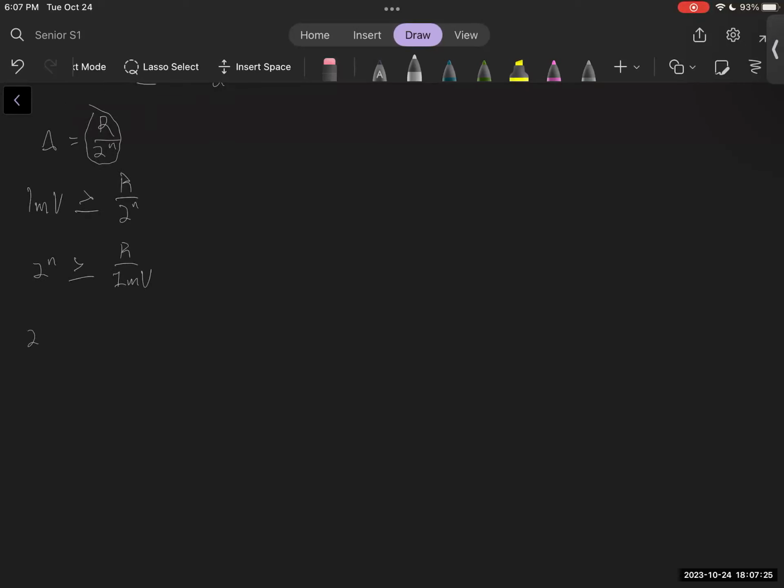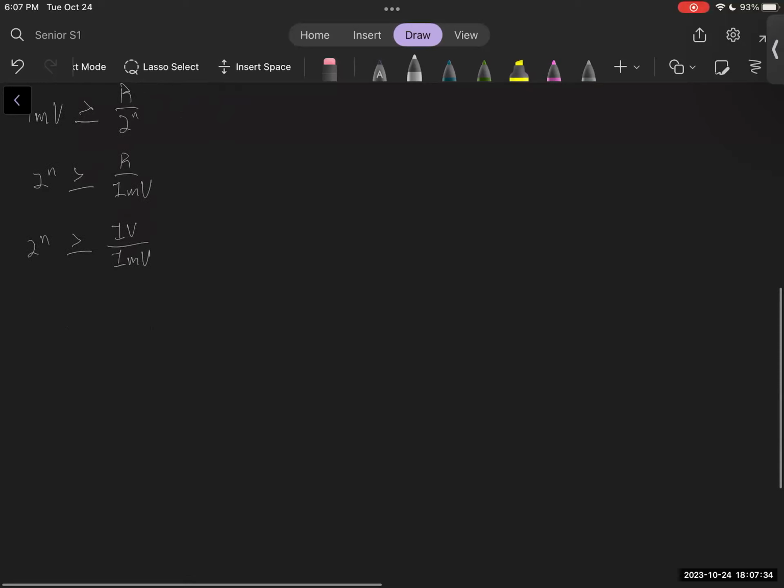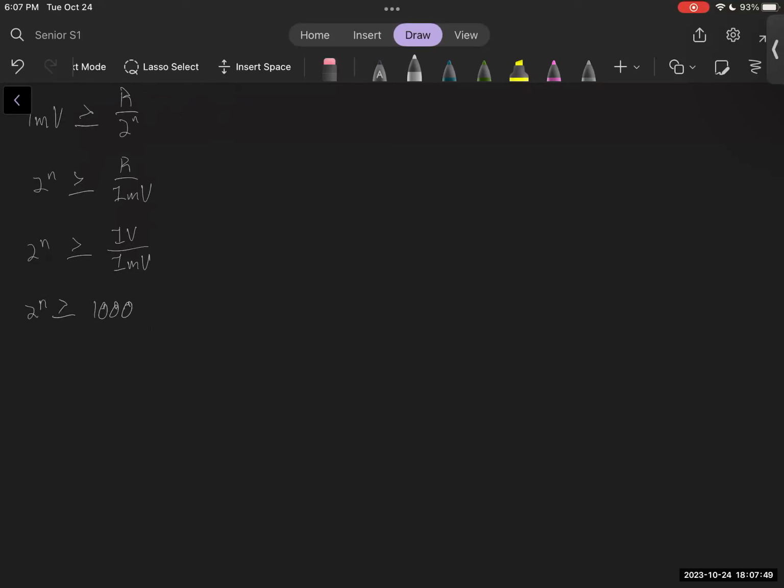And we know that our R value is 1 volt. So we have 1 volt divided by 1 millivolt. And that's going to be equal to 1,000. The easiest way to calculate that is 1 volt is equal to 1,000 millivolts. And then you're just dividing by 1. So you're going to get 1,000. And we're left with 2 to the power of n is greater than or equal to 1,000.